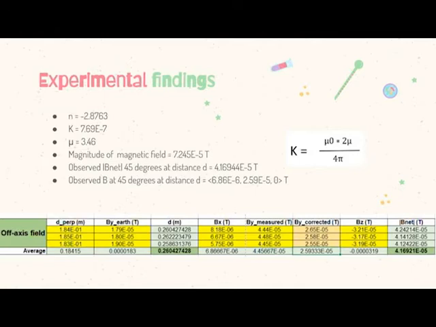My experimental findings for measurements of a magnetic field at a 45-degree angle at a distance d are also included in the slide. My observed magnitude is equal to 4.17 times 10 raised to the negative 5 teslas, and the vector for the magnetic field is equal to 6.86 times 10 raised to the negative 6, 2.59 times 10 raised to the negative 5, 0 teslas.